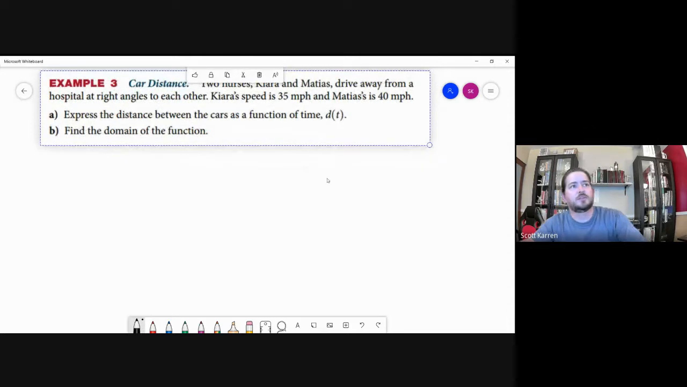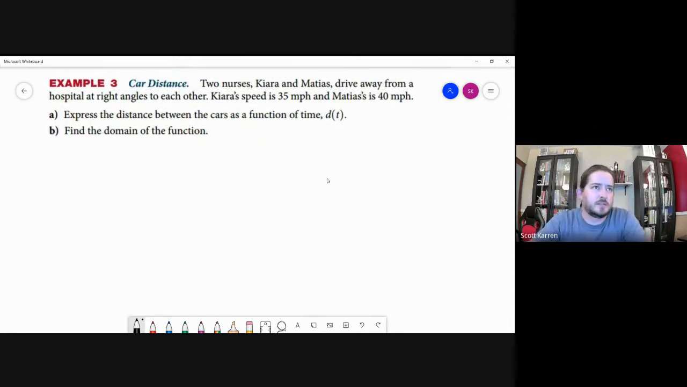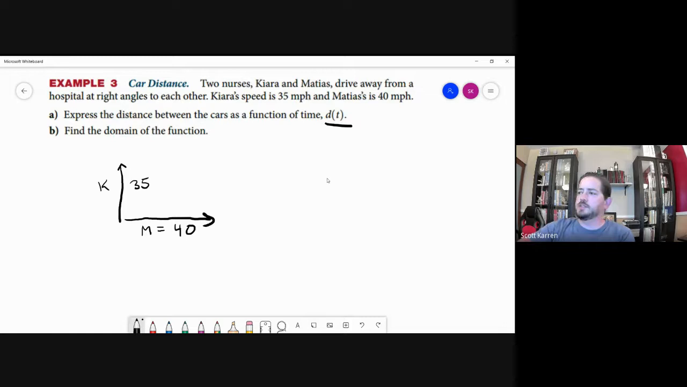Okay. We have two nurses, Kiara and Matthias, who drive away from a hospital at right angles from each other. So one's driving in one direction, the other one's driving at a right angle from that. Let's say Kiara is driving this way and her speed is 35 miles per hour. And then Matthias's is 40 in this direction, right? So we want to express the distance between the cars as a function of time. We're going to call that function d of t, where d is the function and t is the variable of time, right?